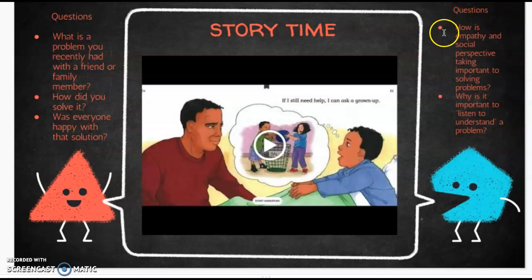How is empathy and social perspective taking important to solving problems? Why is it important to listen to understand a problem? So in the story, he talks about listening to understand someone else's point of view, wondering why that's important.